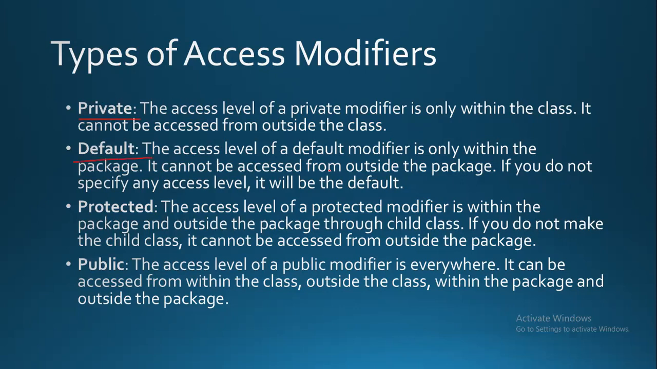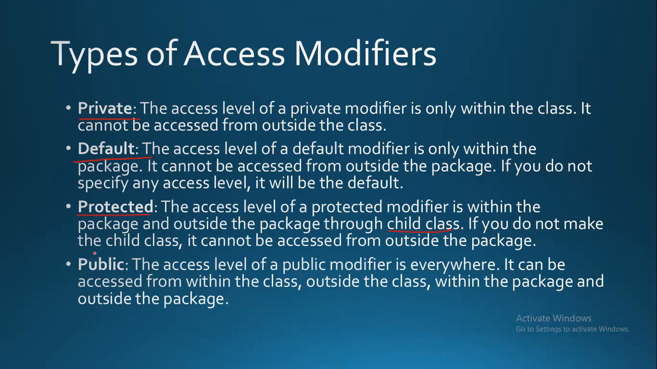Default. The access level of a default modifier is only within the package. As discussed in the previous slide, if any variable, method, or class is default, then you can have its access only within its package, and outside the package, it's restricted. Then we have protected. The access level of a protected modifier is within the package and outside the package through a child class. By child class, it means inheritance.